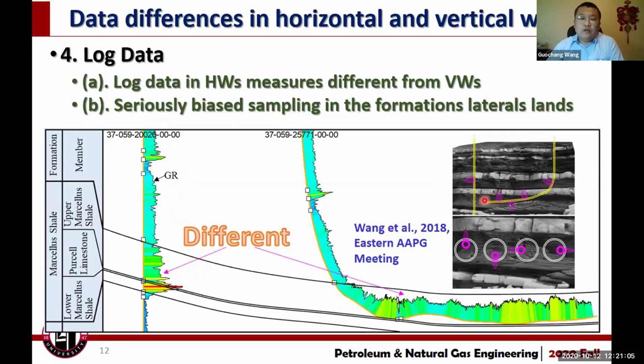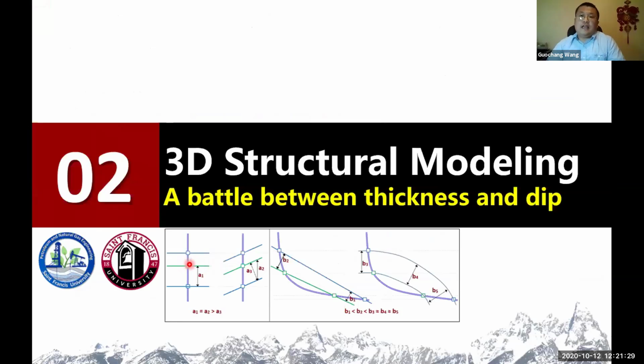And also, another big effect is for those horizontal wells, it looks like we are sampling at a spatial layer or several layers in a spatial zone there. So I call that a series biased sampling. So the sampling there compared to vertical wells is very different, which causes some trouble when we do statistical analysis. So that's the difference of the data.